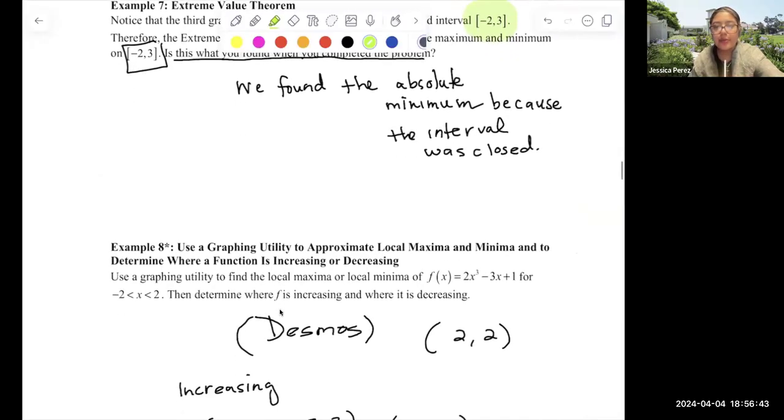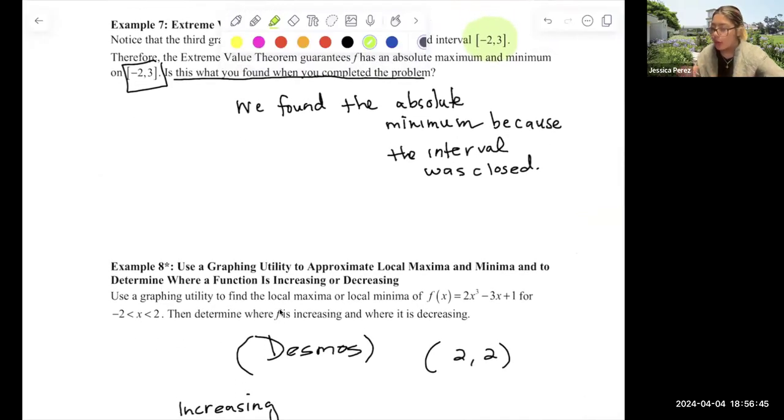Okay. So we're going to use Desmos. I'll show you how to do that. When you get to your homework and you get to a question that looks like this, use a graphing utility to find the local max or the local min, and I want to make sure that I'm only looking at this interval from -2 to +2. This is not a closed interval, it's actually an open interval. Let me share my screen so I can show you how to get there.